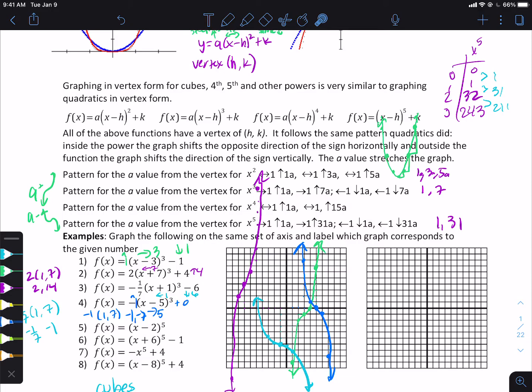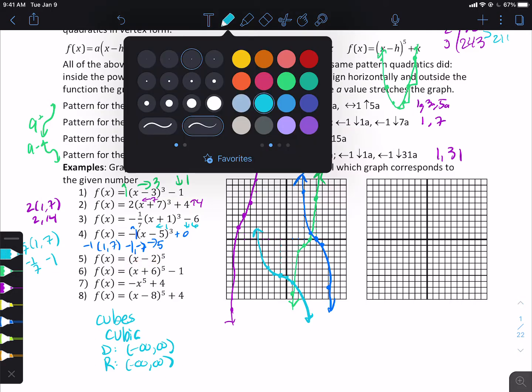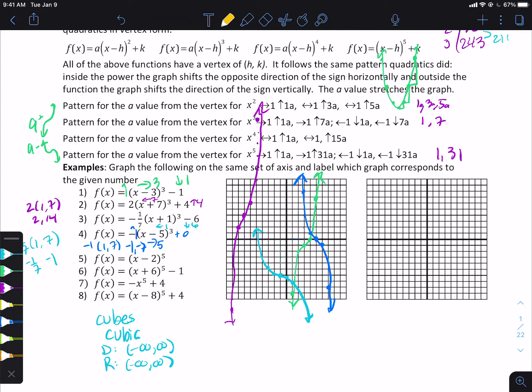Whatever we multiply the a value by, we multiply that pattern by that, and that gives us our new pattern. Okay? So we're going to look at graphing these four. I'm going to use this one here with our different colors. On this first one, we're still going the opposite direction inside the parentheses, and then the same direction outside the parentheses. So here we're going to go right by 2. There's nothing outside, so I'm just shifting up by nothing.